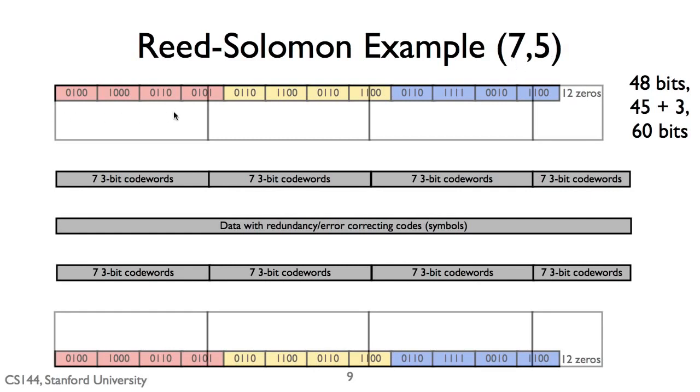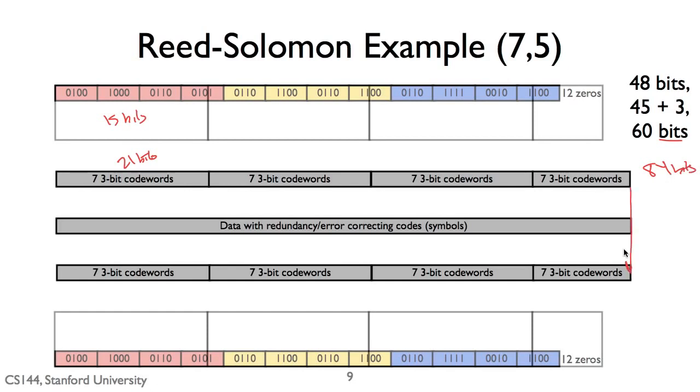So here we have the first 15 bits, the next 15 bits, the next 15 bits. So it turns out we have 48 bits here. 48 is not evenly divisible by 15. So we have 45 plus 3. So we'll just pad this with zeros. So original data is going to grow from 48 to 60 bits. We then perform the Reed Solomon coding to turn these 15 bits into 21 bits. And then send these total of 84 bits along, say, the wire or on the wireless.